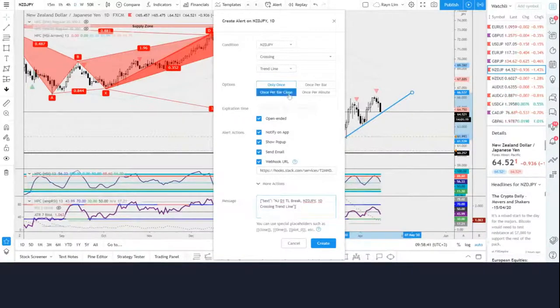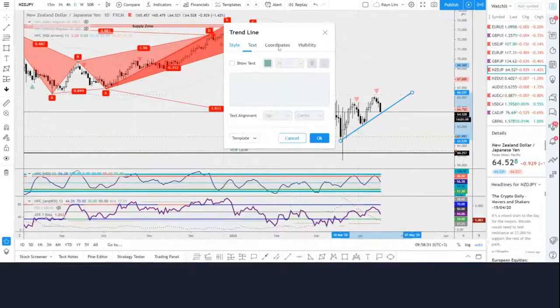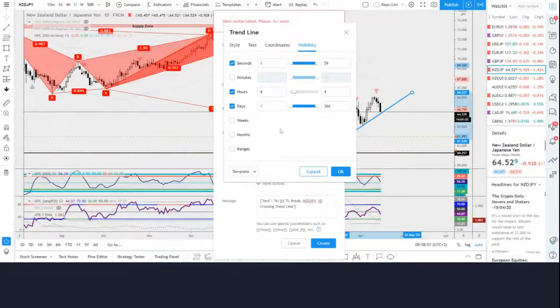It's always a good practice to key in the time frame. So if there's any error that happened or whatsoever, at least you receive a notification. Visibility, for now I want to see on 4 hour as well. Not so much for 1 hour. Okay.